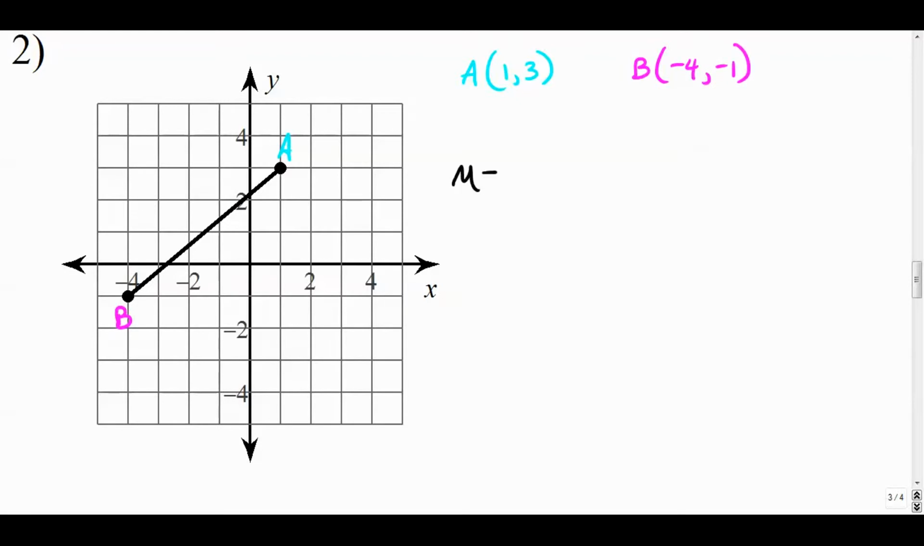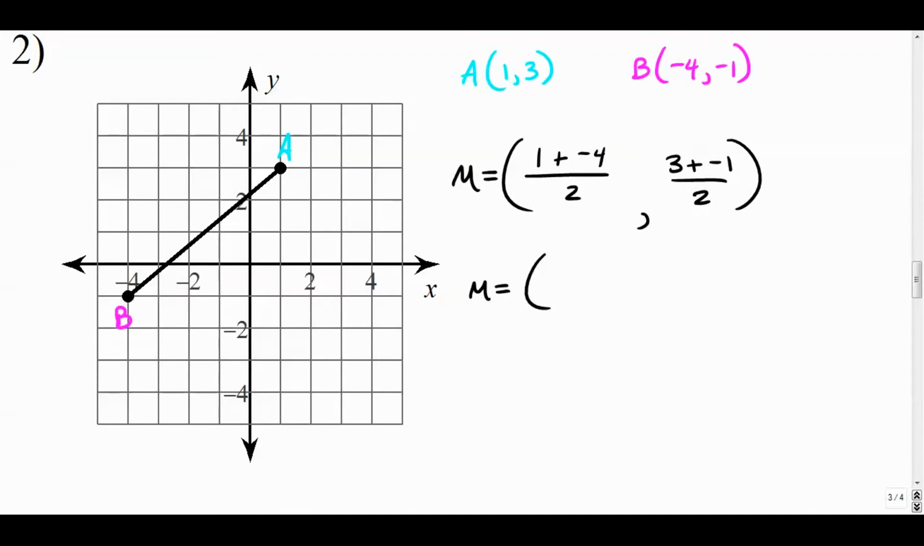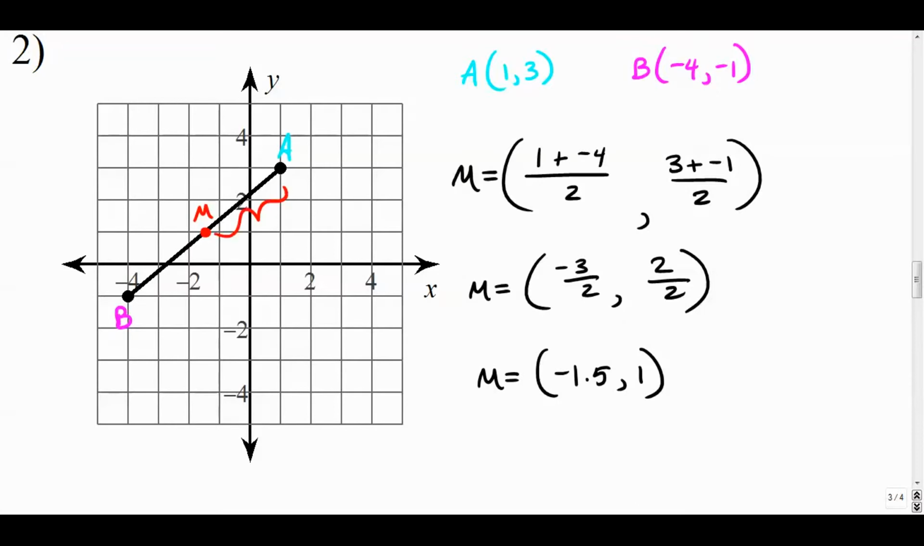And the midpoint between the two is simply going to be the sum of the x's, so 1 plus negative 4 over 2, and the sum of the y's over 2. And we get negative 3 over 2 and 2 over 2. Yeah, sure enough, it is the same midpoint as the last one. I didn't intend for that. Negative 1.5, comma 1 is point M. So this distance is the same as this distance is what that means.